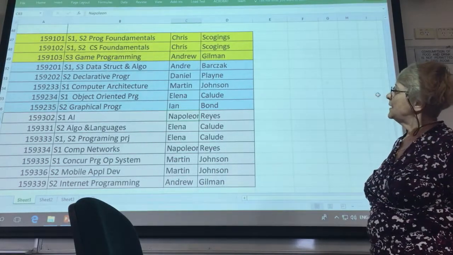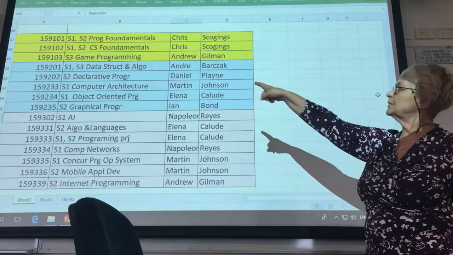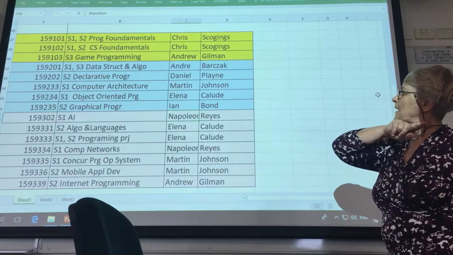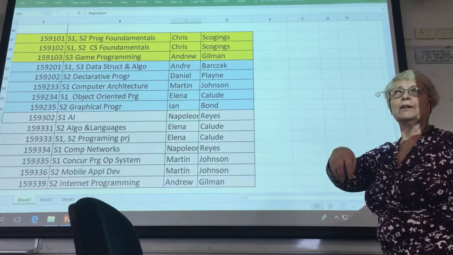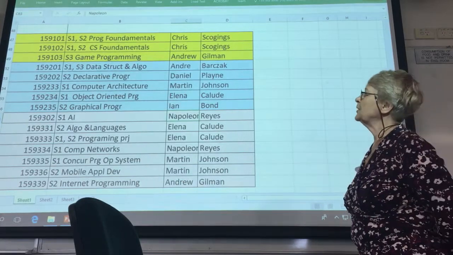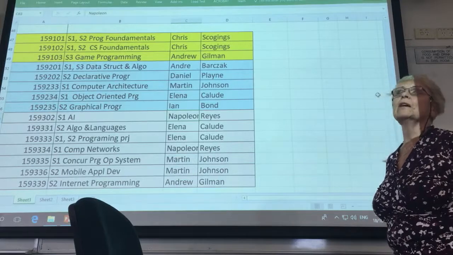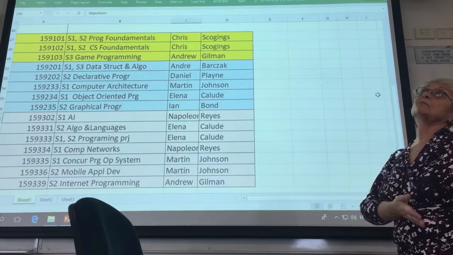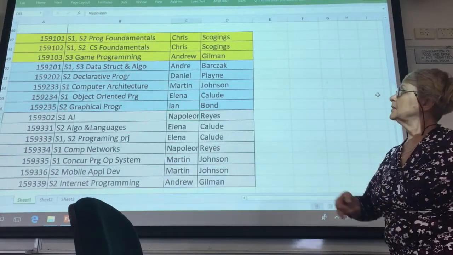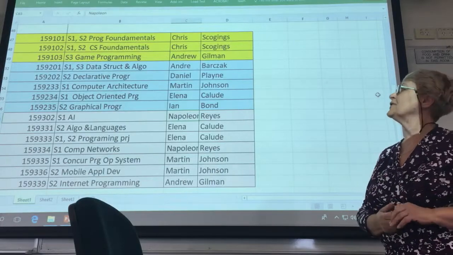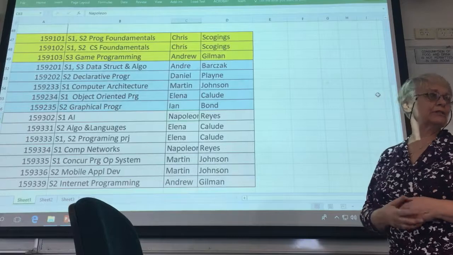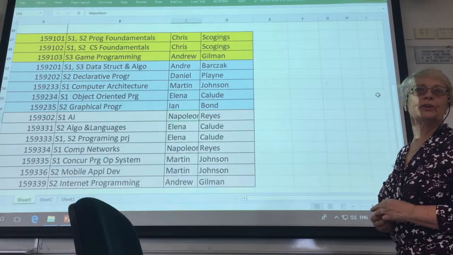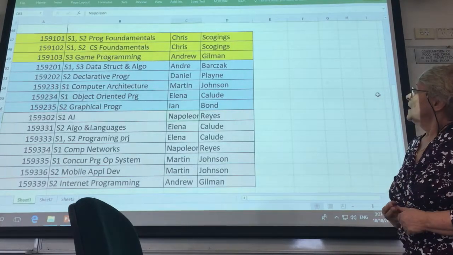Stage 1. S3 counts to whatever you know. In summer, it's December, January, game programming is part of 2018. So when we say semester 3 game programming, it means December 2019 or January 2020. Okay.